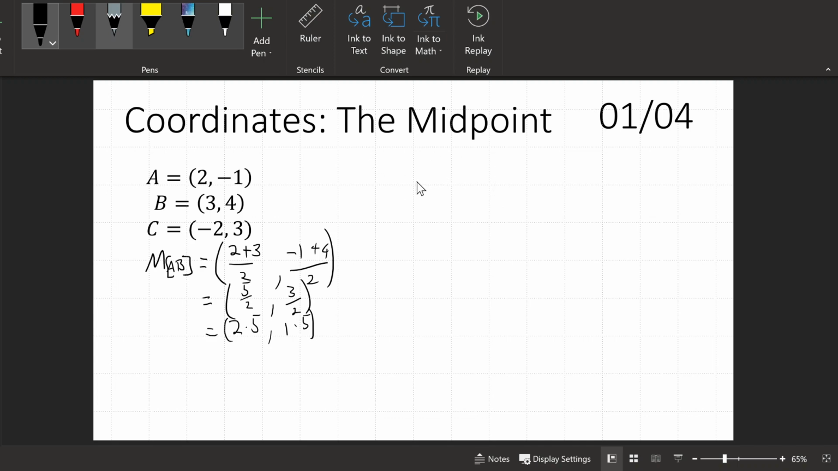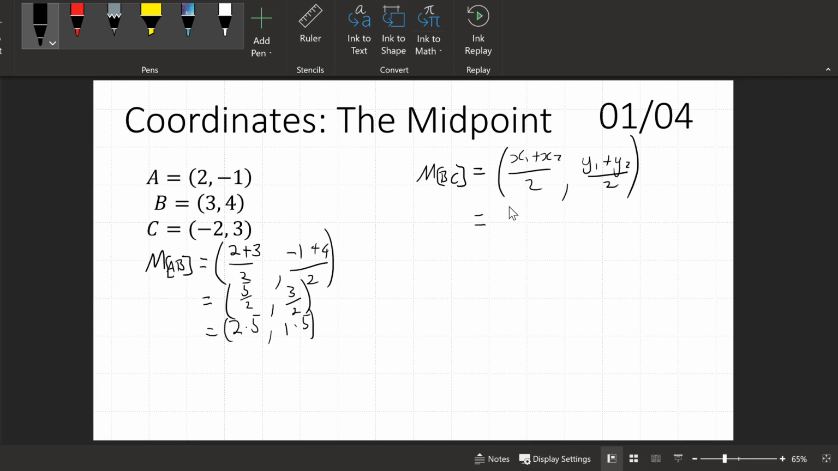Let's try out another midpoint. Let's try out the midpoint between B and C. So in this situation, the coordinates of B are going to be x1 and y1. The coordinates of C are going to be x2 and y2. Okay, so x1 plus x2 over 2, comma, y1 plus y2 over 2.